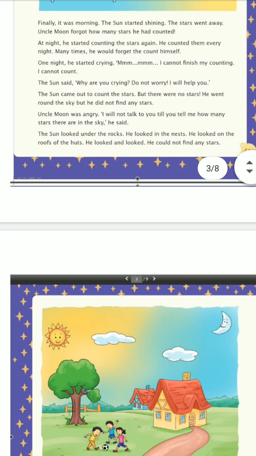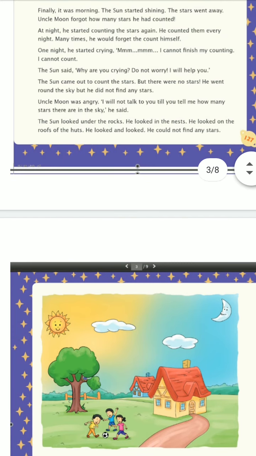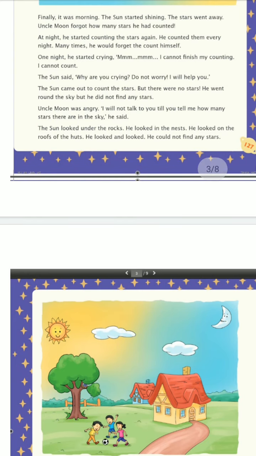The sun came out to count the stars. The sun said, I will help you. So the sun came out in the sky. But when the sun came out in the sky, the day arrived, the morning started. So all the stars went away, because as we all know, in the morning time when there is sunshine, there are no stars present.